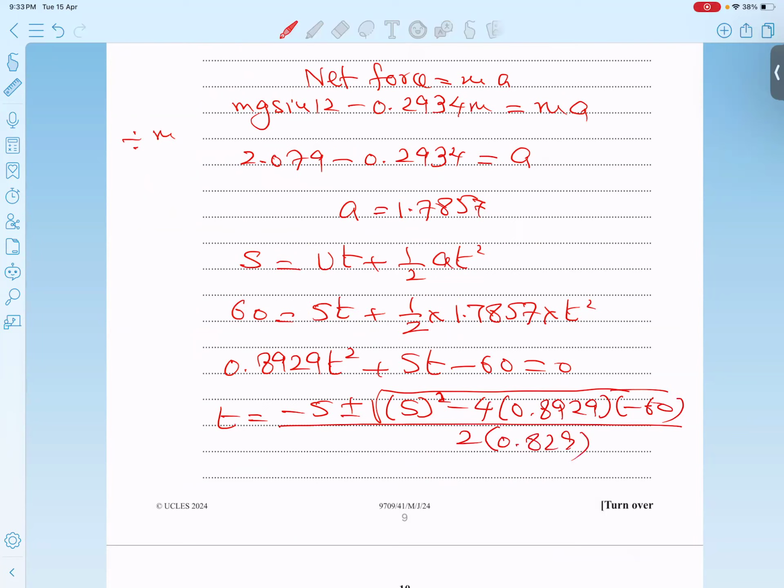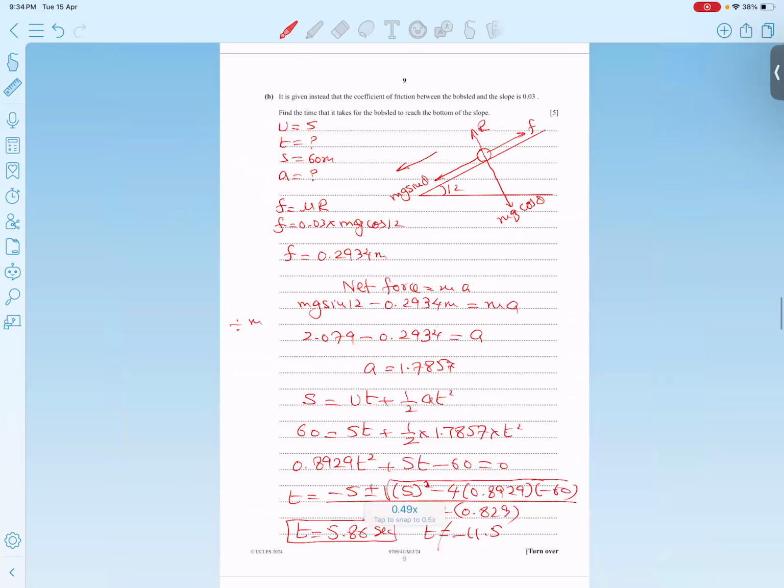So if we apply, students, the formula with 0.8929, 5 and negative 60. So the first answer we are getting here is 5.86. The second answer we are getting here is negative 11.5, which is not possible. And we got our answer. I hope the concept is very clear.